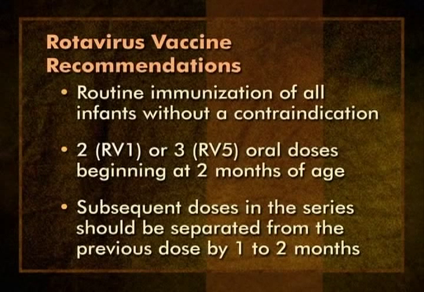ACIP recommends routine rotavirus immunization of all infants without a contraindication. The vaccine should be administered as a series of either 2 or 3 oral doses for RV1 and RV5 respectively, beginning at 2 months of age. The vaccination series for both vaccines may be started as early as 6 weeks of age. Subsequent doses in the series should be separated from the previous dose by 1 to 2 months. Rotavirus vaccines should be given at the same visit as other vaccines given at these ages.